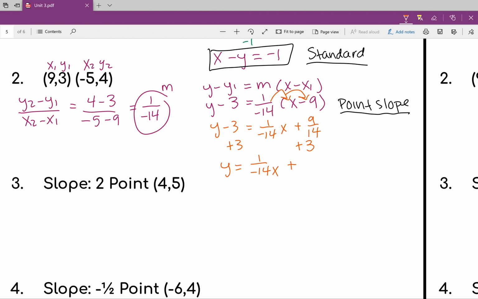So this would be the same as writing 9 over 14 plus 42 over 14. 9 plus 42 is 51. So this is y equals 1 over -14x plus 51 over 14. So this is going to be the slope intercept. Okay, and then from here we have to put it into standard, by making sure the x's and y's are on the same side.